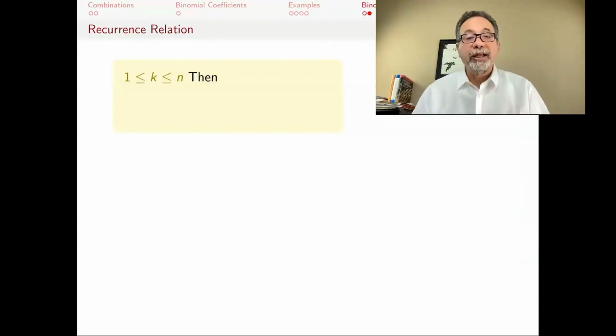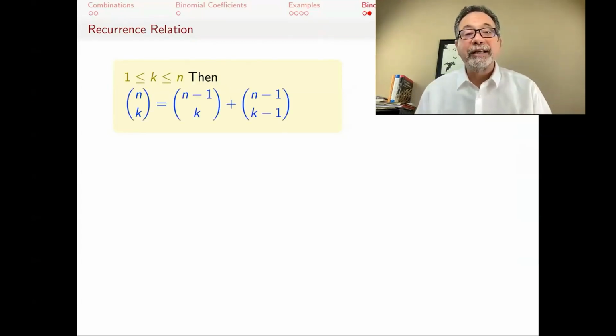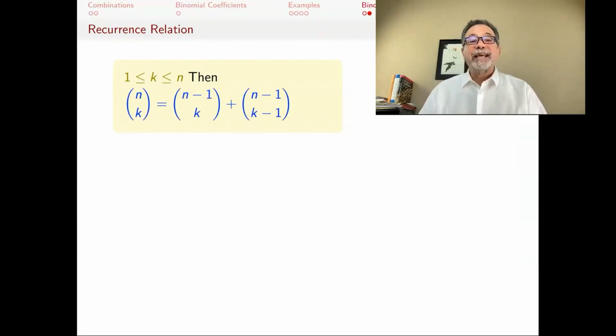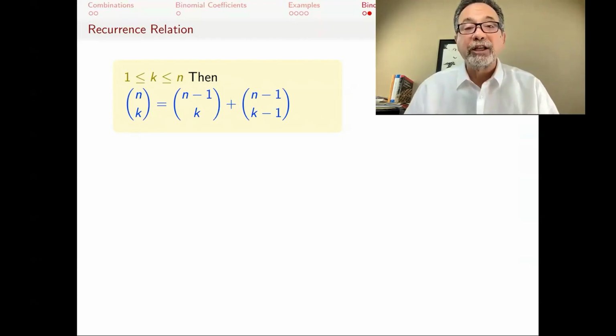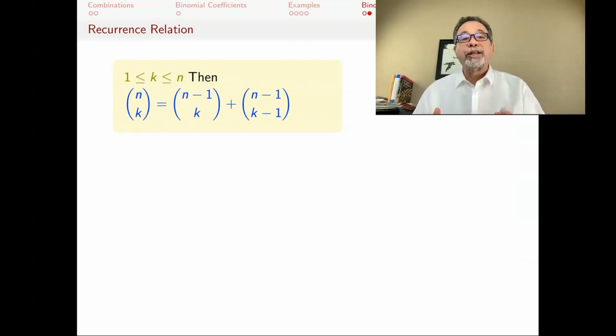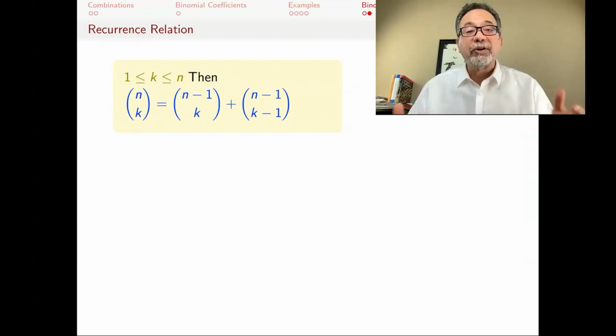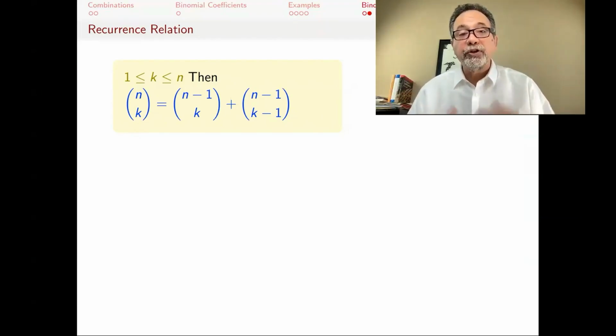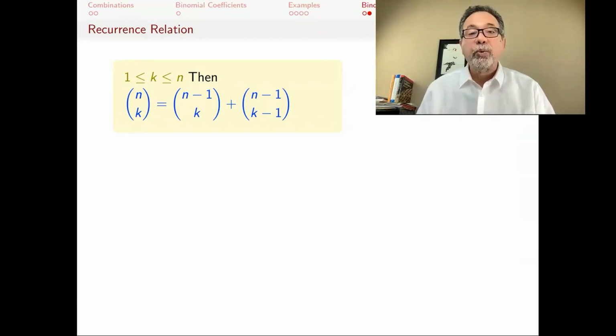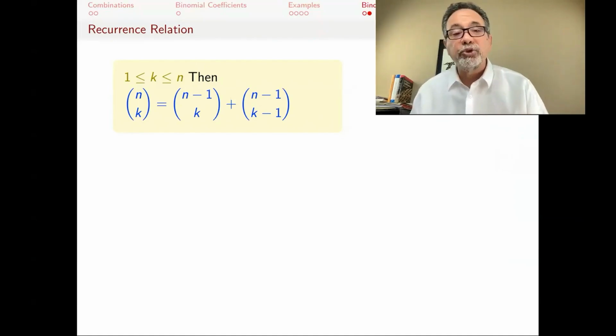Here's another binomial identity, which is actually a really important one for generating these numbers. So k is a number between 1 and n. My claim is that n choose k is n minus 1 choose k plus n minus 1 choose k minus 1. We've seen recurrence relations before, and we can use this to generate binomial coefficients as far as we would like. So why is this true? Why is n choose k the same as n minus 1 choose k plus n minus 1 choose k minus 1?